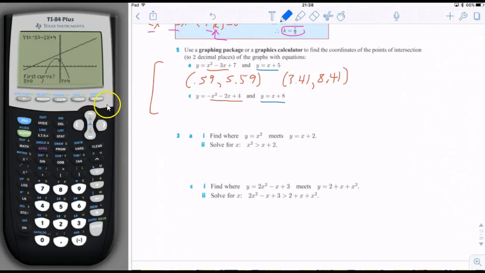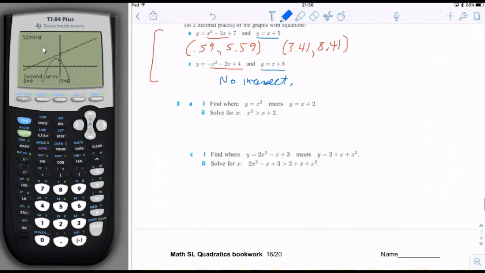Okay. And, well, according to this graph, there is no intersection between negative x squared minus 2x plus 4 and x plus 8. So no intersection. You can just tell from looking at it, right?